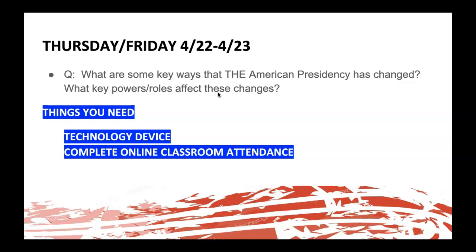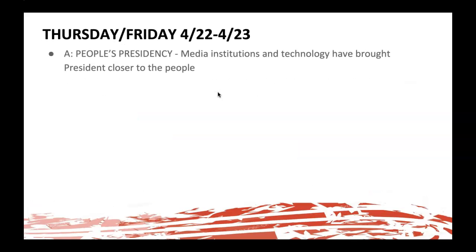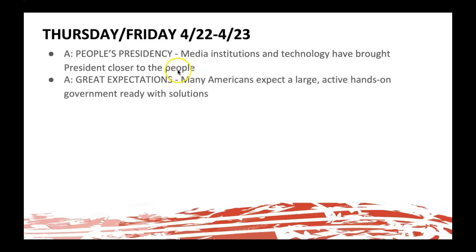So the answer to the question today is this. Over the years, many people have become a lot closer to the president and the executive branch as a whole. You see, the media institutions that we have today and advanced technology have brought the president much closer to the people, for better or for worse. People now have an up-close and personal relationship to their president. Also, higher expectations. Many Americans expect a large, active, hands-on government, ready with solutions, especially during emergency times and crises.